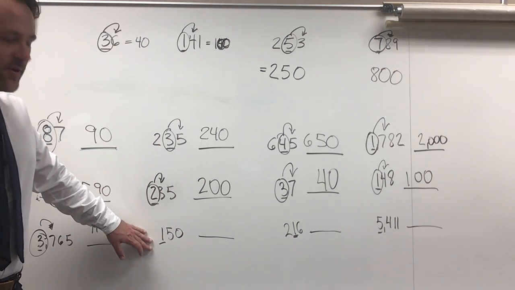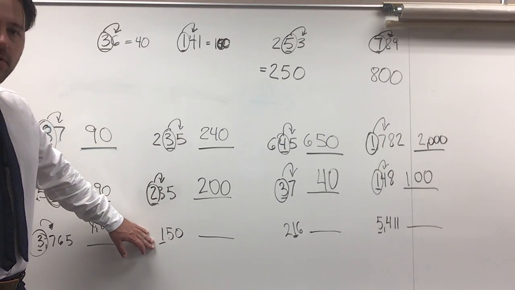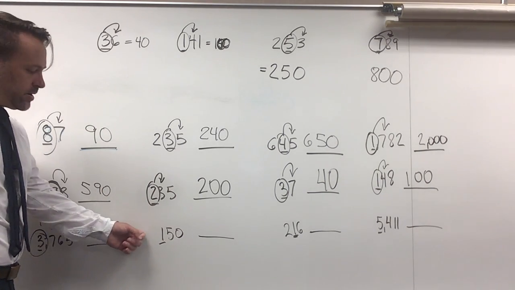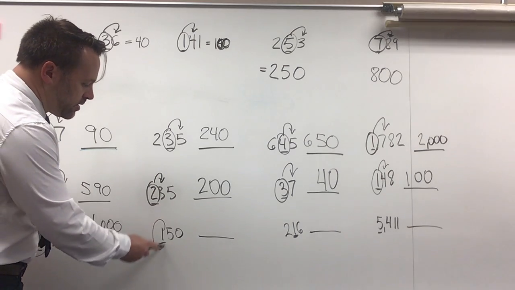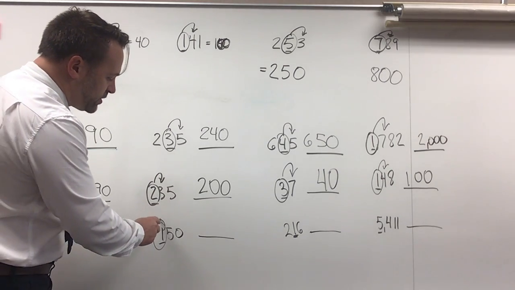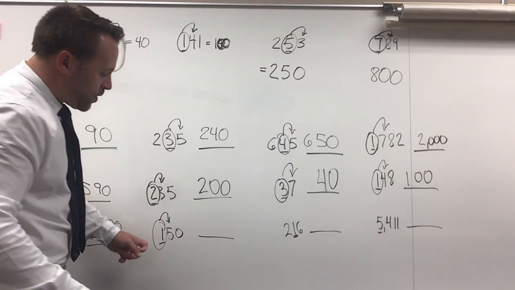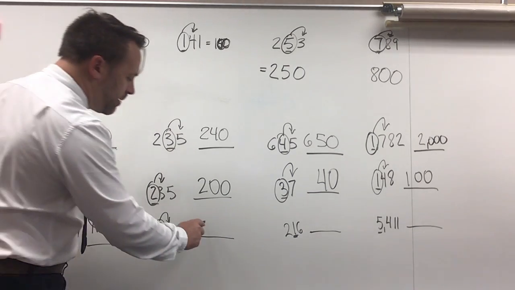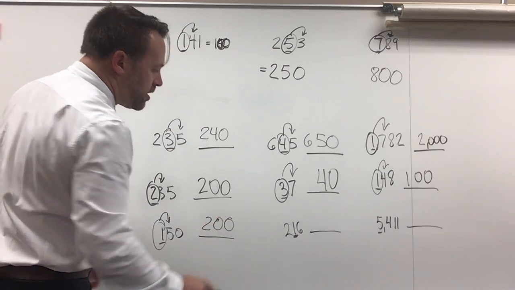150, I think this is kind of a special one. What's special about 150? Think about that for a second. If you're rounding it to the nearest 100, good. The 5 means you're exactly halfway between 100 and 200. And if you're halfway, keep going to 200.